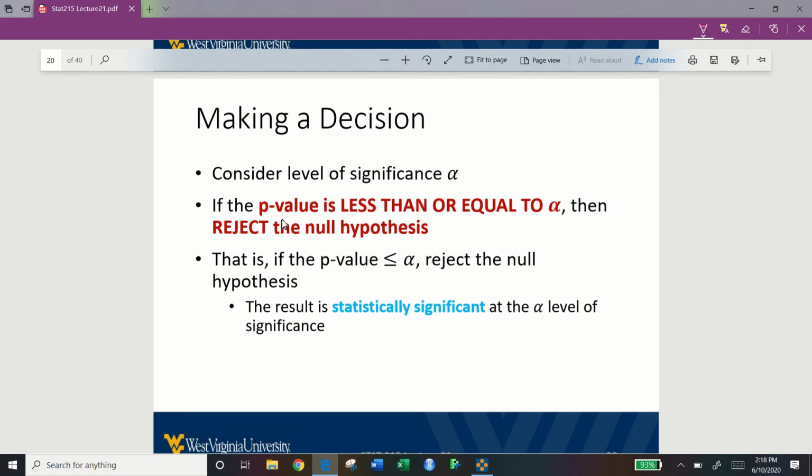Think about our ingot example. If we've implemented a new process, we're obviously going to want that process to be better, because implementing a new process costs time and money. It would be a disappointment for us to have the results that we did, where we did not reject the null hypothesis. We did not have statistical significance at the alpha level.